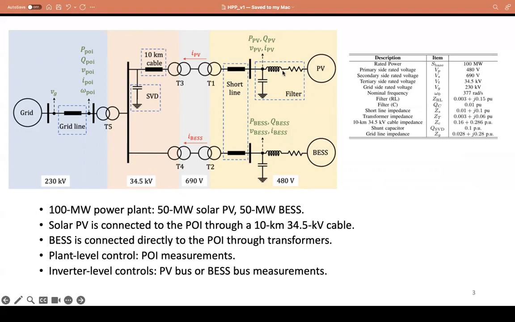For the inverter control, you will look at two inverter types, the solar PV bus and the BESS bus. These are the measurements for solar PV. All the parameters are given in the paper. The grid strength is about 0.3, 0.2, this kind of level, so SCR equals 5 or 6, 5 or 4.